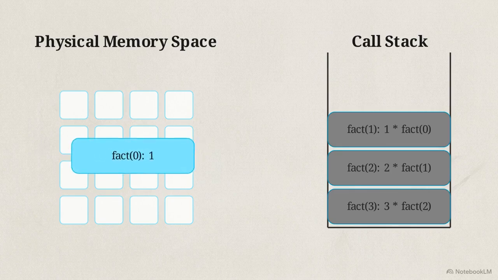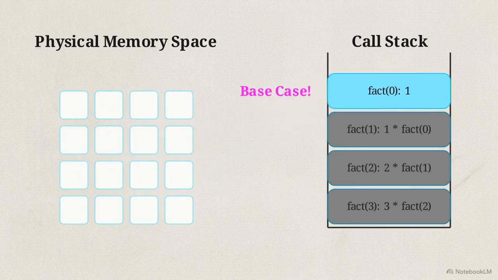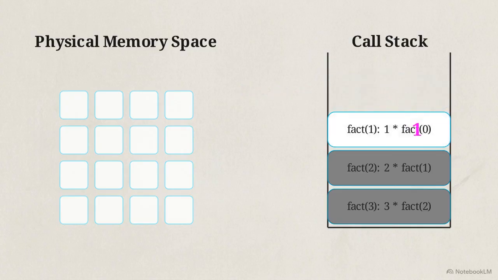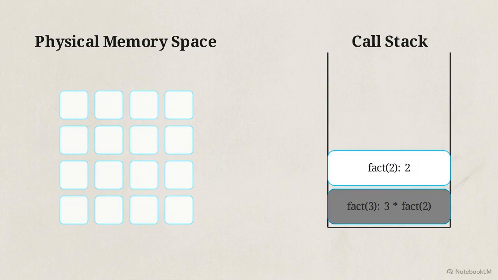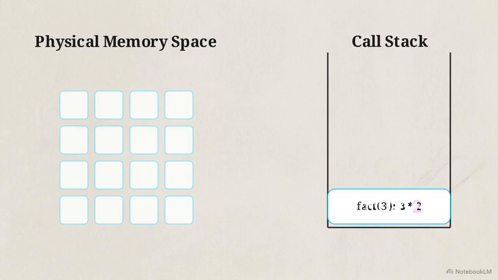The descent stops when we reach the factorial of 0. Our base case triggers, returning a 1, and that topmost frame pops completely off the stack. That returned value drops directly into the paused equation below it. The factorial of 1 resolves and pops, then 2. Finally, our original factorial of 3 calculates its answer, leaving the stack completely empty.